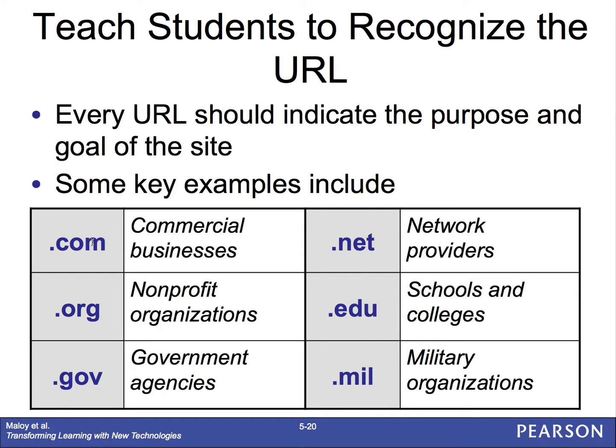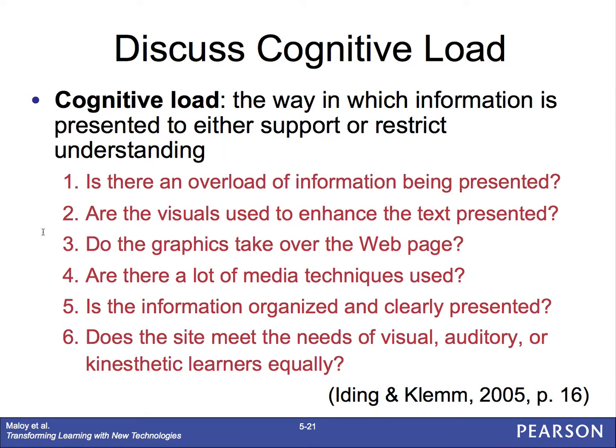We have the different URLs that you probably know: .com, .net, .org, .edu, .gov, .mil. It's pretty self-explanatory. The cognitive load. Okay, is there an overload of information being presented? Are we presenting too much information to these children? That can be a problem.